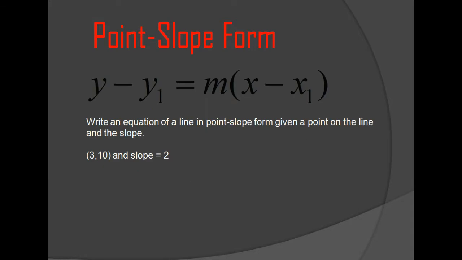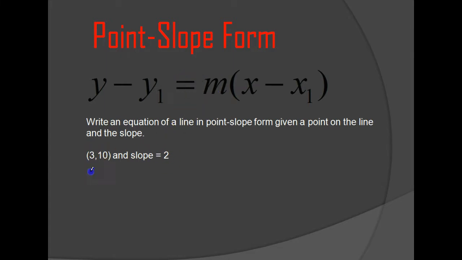Alright, so we're going to try and write one now. Write an equation of a line in point-slope form, given a point on the line and the slope. So essentially we're going to use our equation, y minus y1 equals m times the quantity x minus x1. We're going to substitute these coordinates, 3 for x1, 10 for y1, and our slope is 2. We'll substitute that in for m.